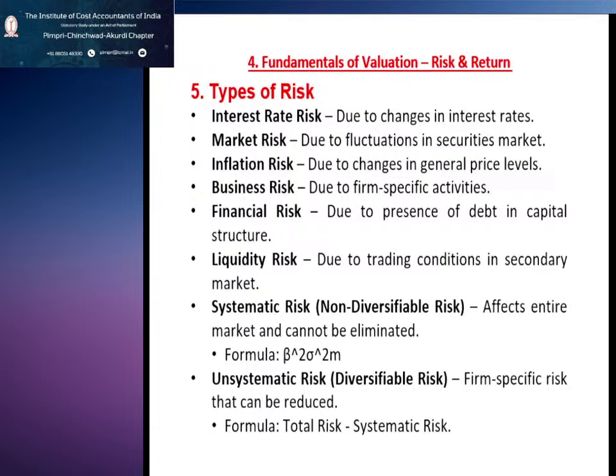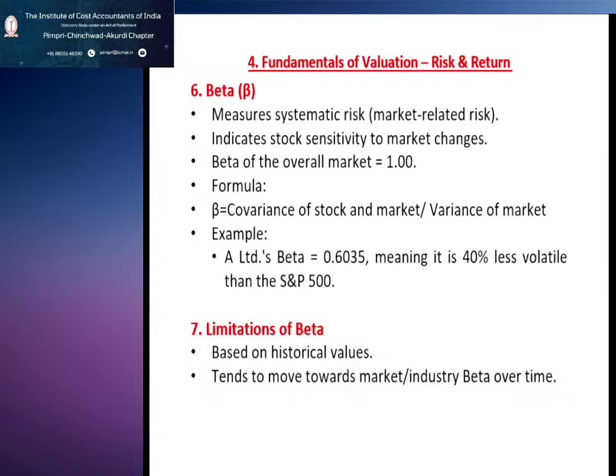Unsystematic risk is diversifiable risk, that is, specific risk that can be reduced. So the formula for unsystematic risk is total risk minus systematic risk. Now let's understand what is meant by beta. So these are the fundamentals of risk and return that we are understanding.